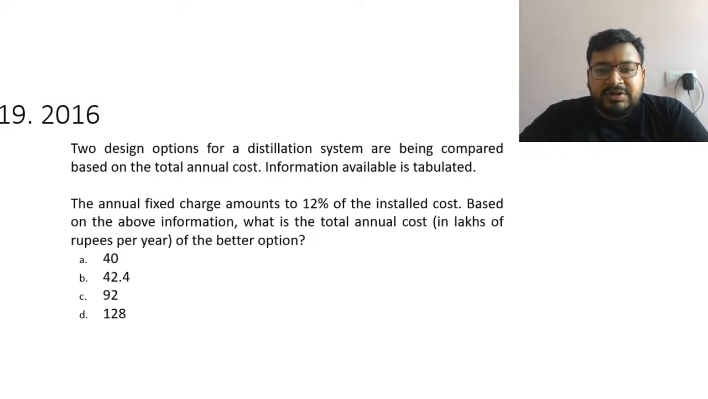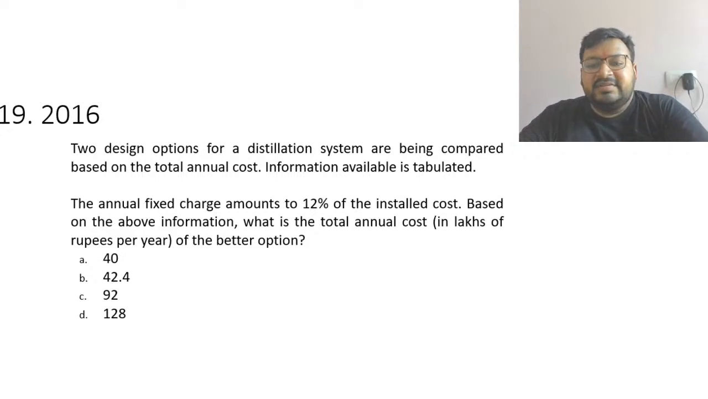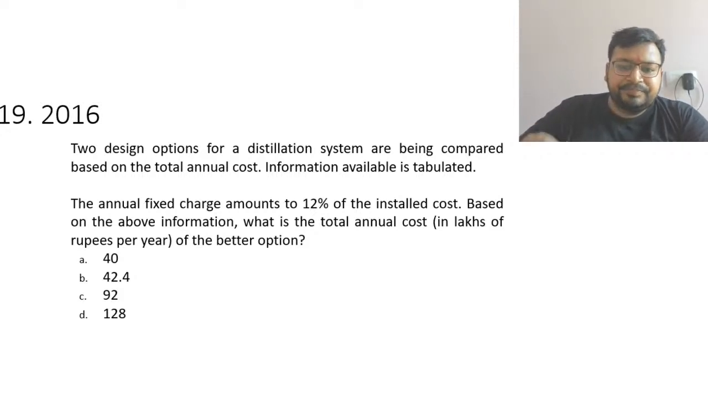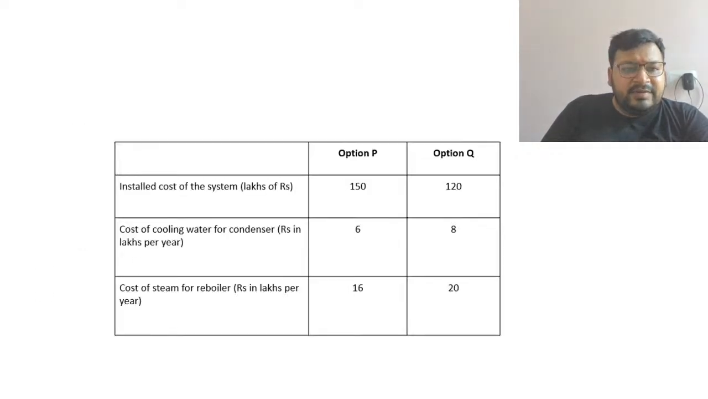Two design options for a distillation system are being compared based on the total annual cost. Information available is tabulated. The annual fixed charges amount to 12% of the installed cost. Based on the above information, what is the total annual cost of the better option? So very simple question and yet very important, because these types of questions are there in the GATE exam many times.